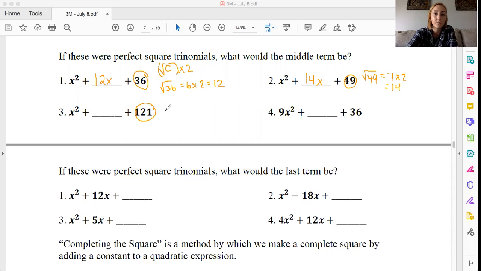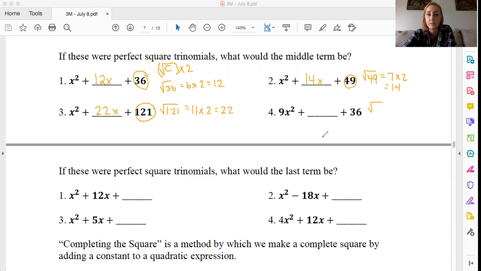Go to this one. What's the square root of 121? Which is 11. And then times 2, which is 22. So 22x. Okay. We'll do the same thing here.